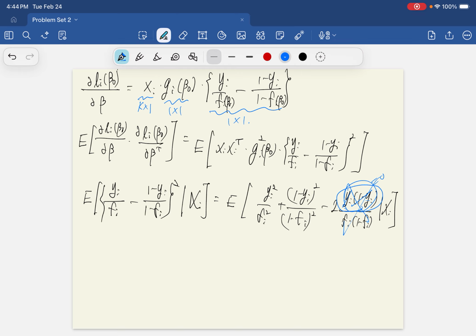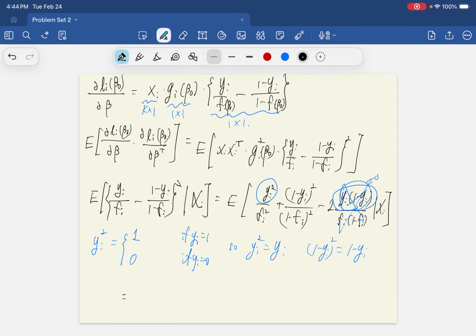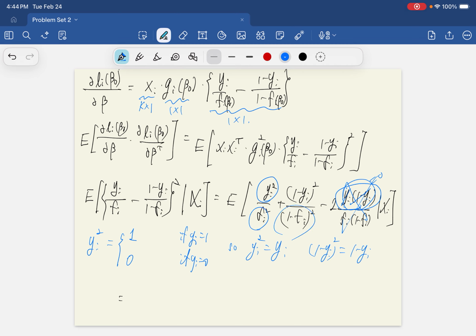Now this guy, yi squared: if yi is 1, its square is 1. If yi is 0, its square is 0. So yi squared is simply yi, right? Squaring does not do anything. For the same reason, you can see that (1 minus yi) squared is 1 minus yi, right? So it is simplified.